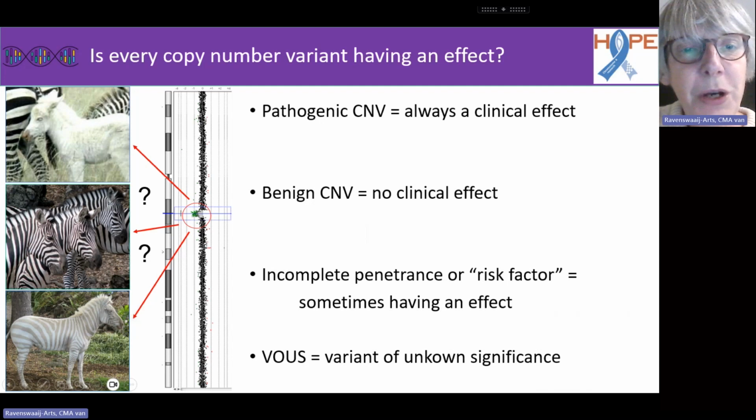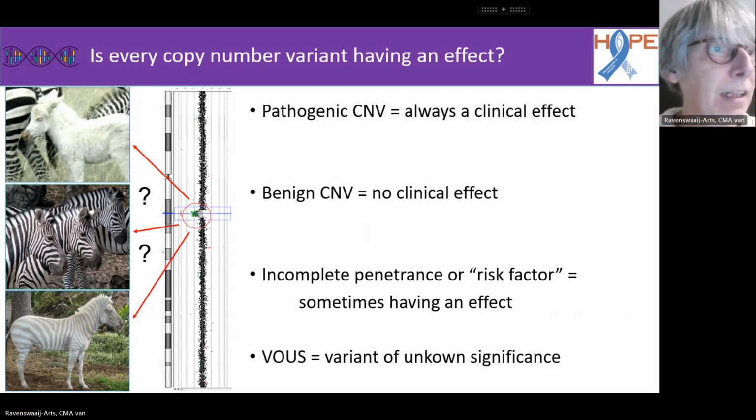It's important to know that not each copy number variant will have an effect on the health and development of a person. If a deletion or duplication causes clinical problems or causes disease, we call this a pathogenic copy number variant, or pathogenic CNV. But we also know that there are benign CNVs. Those are copy number variants, so losses and gains of chromosomal material, that have no clinical effects.